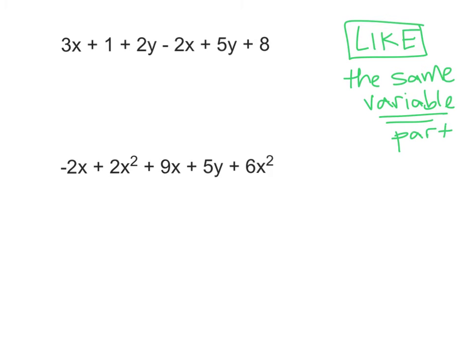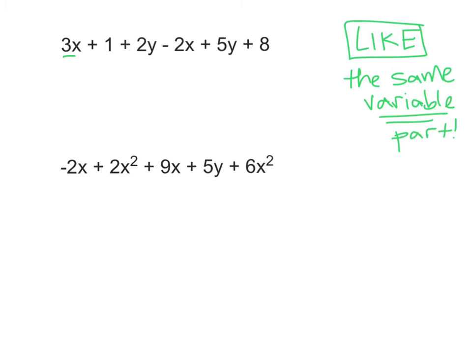And that's an important thing to remember. Like terms are when they have the same variable part. So this first term has two factors here. 3 is a factor and x is a factor. So we have two terms, 3 and x. The variable part of that is, of course, x.